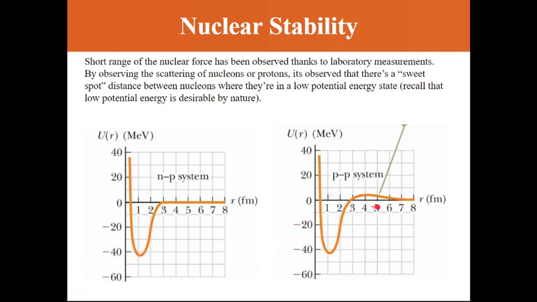For the proton-proton system, there's a bit of a hill to get to the sweet spot because of the Coulomb repulsion. The Coulomb repulsion, which is the effect of the electric force, has a much longer range than the nuclear force. So as two protons approach one another, there's some electric repulsion. But if there's enough energy to overcome this little hill, then they'll be close enough to each other to interact through the nuclear force, which at this point is stronger than the Coulomb repulsion and gets them to this low potential state where they'll be happily joined together.